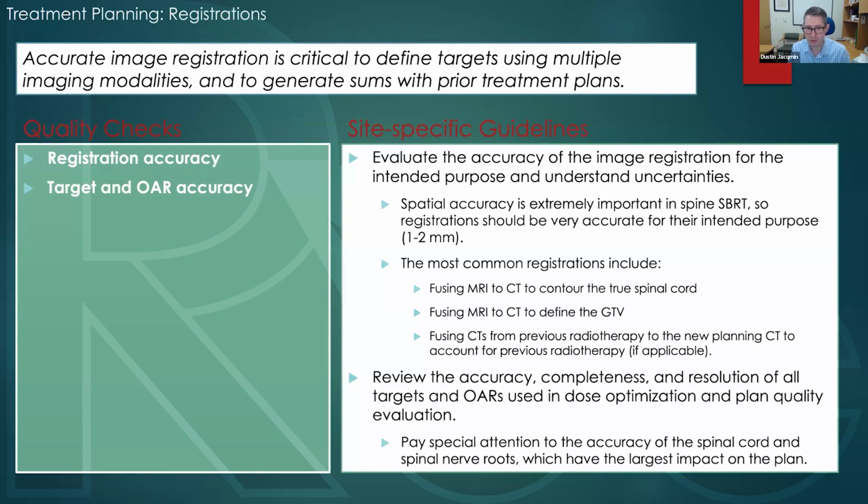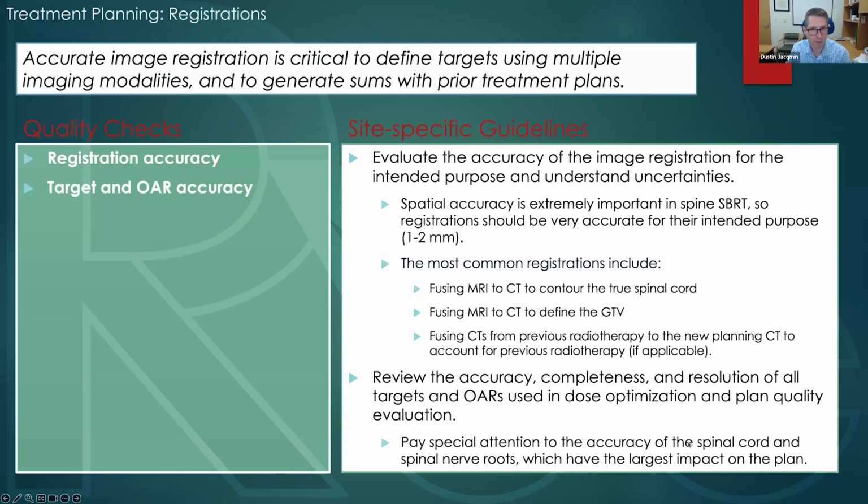The most common registrations include fusing MRI to CT to contour the true spinal cord, fusing an MRI to the CT to contour the GTV, or fusing CTs together to assess the effect of previous radiotherapy. The first case is actually the most common use of fusion in spine SBRT. And when you're reviewing this fusion, it's really important to review the accuracy of the spinal cord and the spinal nerve roots. These are the things that have the biggest impact on the plan.